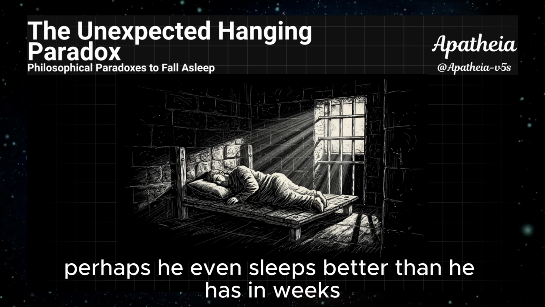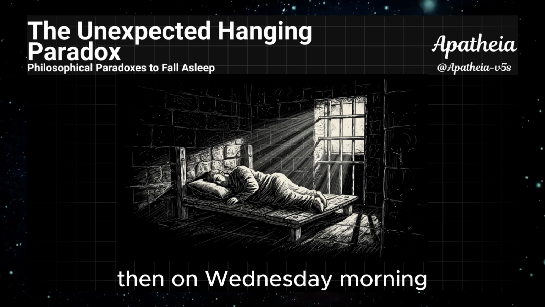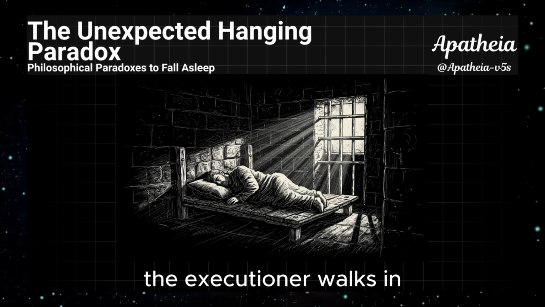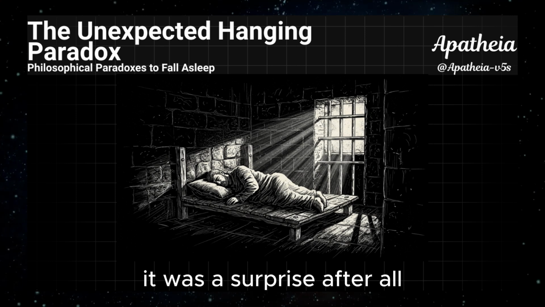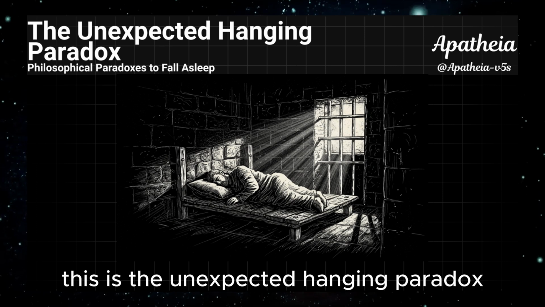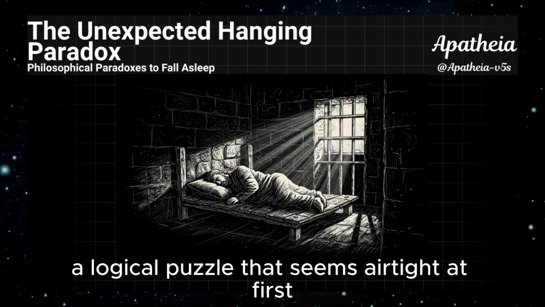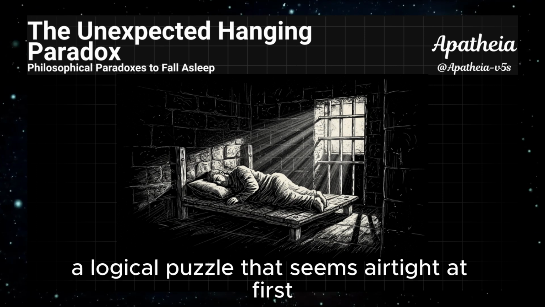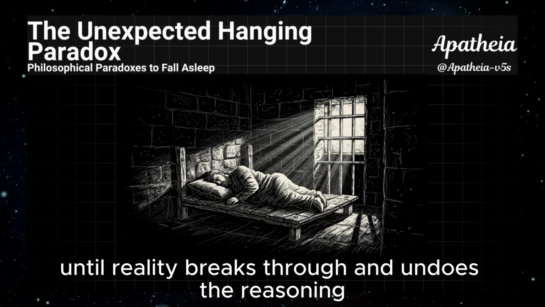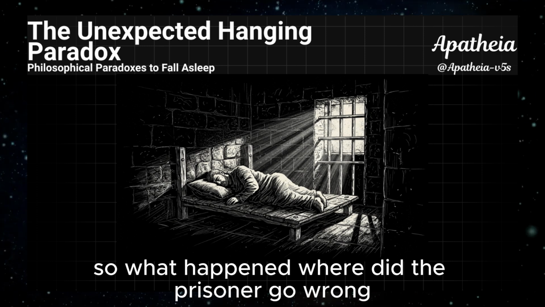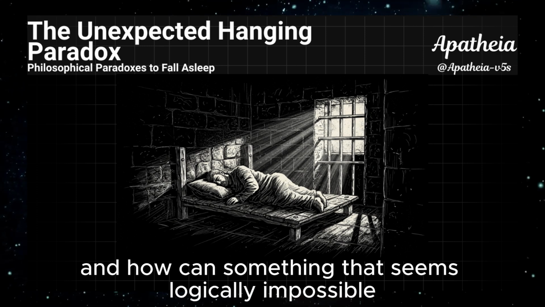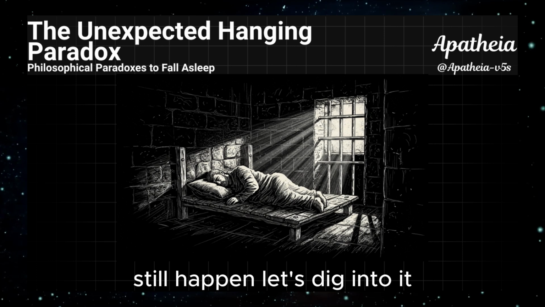Perhaps he even sleeps better than he has in weeks. Then on Wednesday morning, the executioner walks in, and the prisoner is completely stunned. It was a surprise after all. This is the unexpected hanging paradox, a logical puzzle that seems airtight at first, until reality breaks through and undoes the reasoning. So what happened? Where did the prisoner go wrong? And how can something that seems logically impossible still happen?